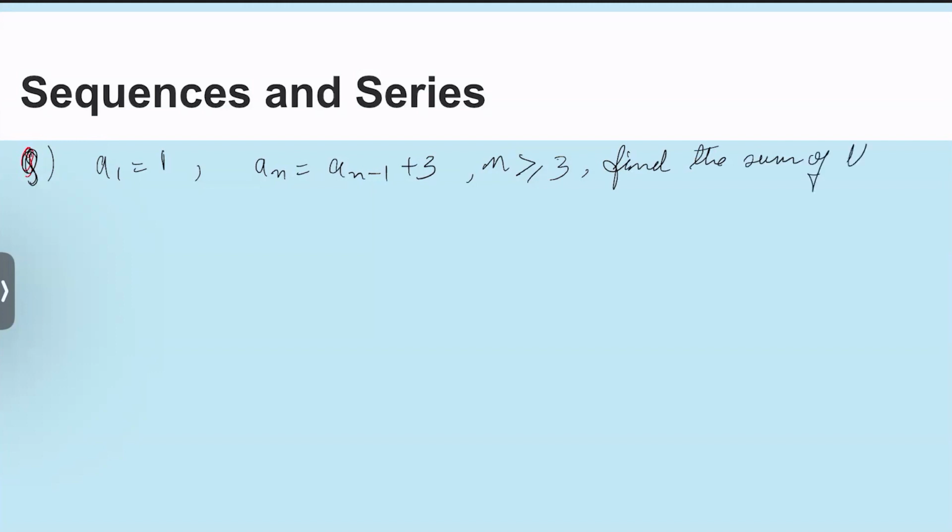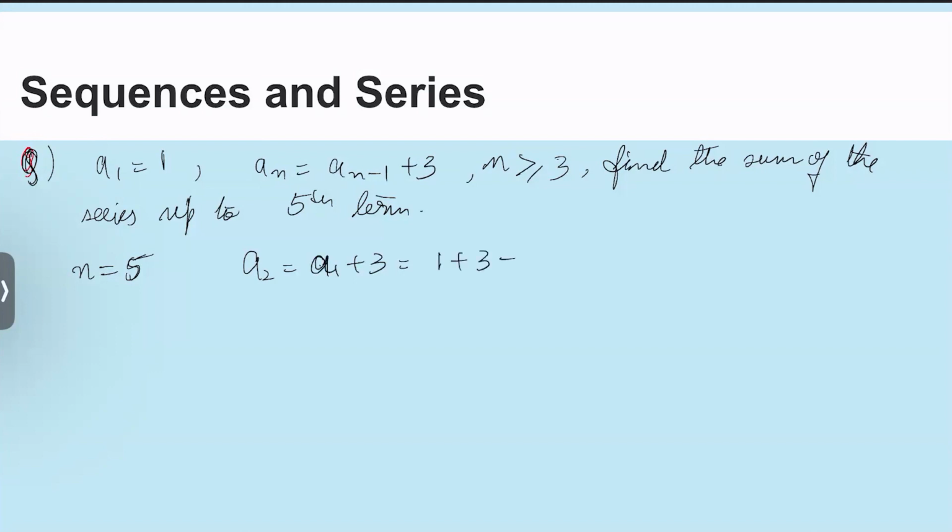Suppose we find the sum of the series up to the 5th term. So we are going to take n equal to 5. If we want to find d, how do we find it? Your a1 is given. Let's take a2. Your a2 then becomes an minus 1, that is a1 plus 3. Since a1 is 1, 1 plus 3 is equal to 4.